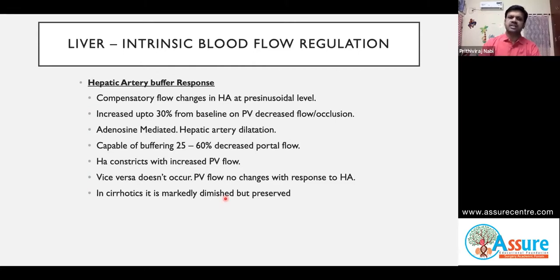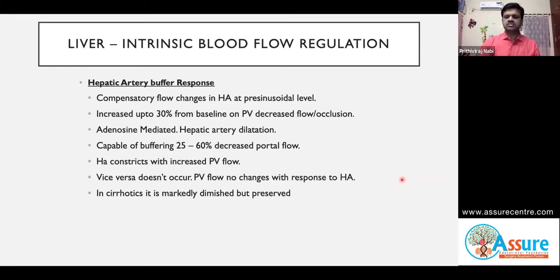And this hepatic artery dilatation is actually adenosine mediated. It is also capable of buffering 25% to 60% of decreased portal flow. On the contrary, with increased portal vein flow, the hepatic artery can constrict and the blood flow can be decreased. And this is called the hepatic artery buffer response. The most important point to note is that vice versa does not occur, because there is no change in the hepatic artery flow in response to the portal vein flow.